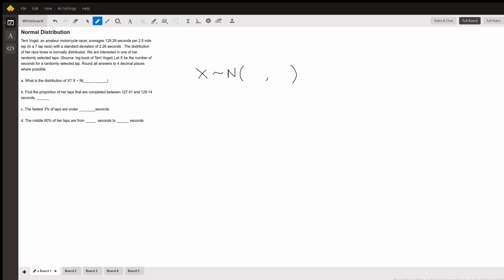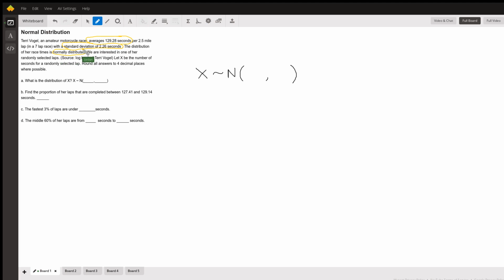So I'll get started. First thing always that you want to do, obviously, is look through the problem statement for the key information that you're being given. So first thing I'll do is point out some of that stuff. First thing, we are given an average of 129.28 seconds. We're given a standard deviation of 2.26 seconds. We are very importantly told that this is normally distributed.